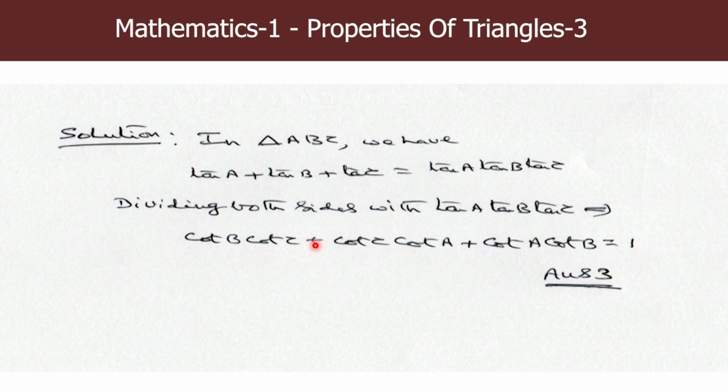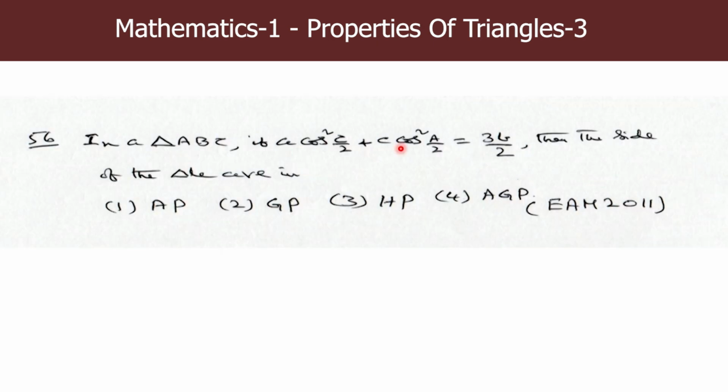Now, because it is an acute angled triangle, none of tan A, tan B, tan C is 0. So therefore, you can divide throughout by tan A tan B tan C. Dividing with tan A tan B tan C, we have cot B cot C plus cot C cot A plus cot A cot B is equal to 1. So the answer is option number 3.